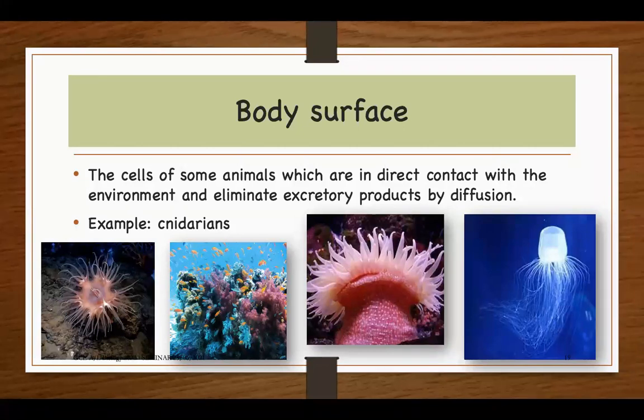So body surface, you can see I've given you pictures of hydra, coral polyp, sea anemone, and jellyfish. These organisms are directly in contact with the marine environment. So they don't have to have very developed structures. They can simply eliminate the excretory products by diffusion.